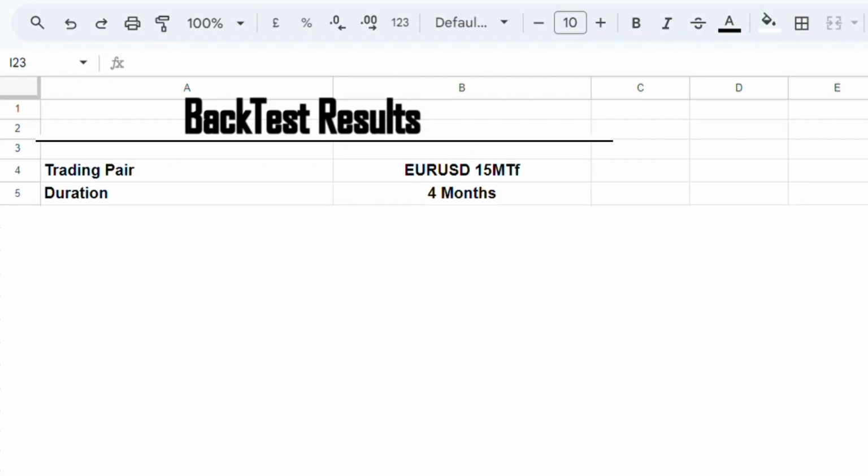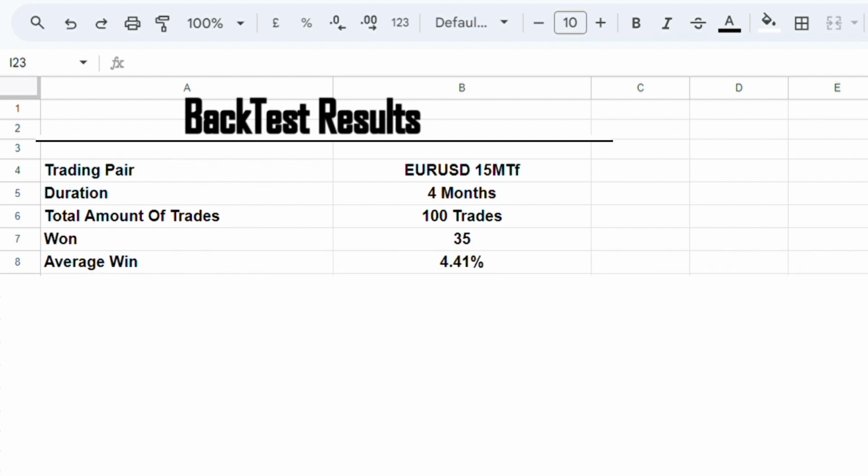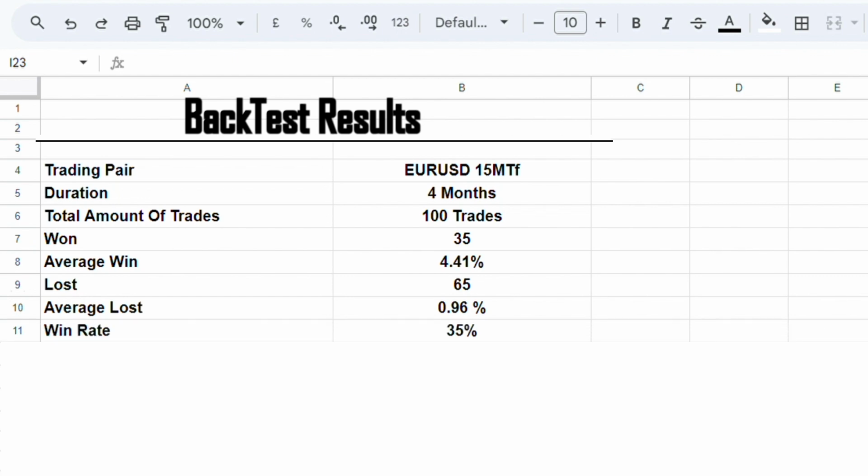Okay, so in 4 months, I took 100 trades, 35 won with an average win being 4.41% and 65 lost with an average loss of 0.96%, which means we had a win rate of 35%, but considering our average win is a lot greater than our average loss, this all checks out as being a valid system. Now the max drawdown was 6.6R and the max gain was 22.2R.